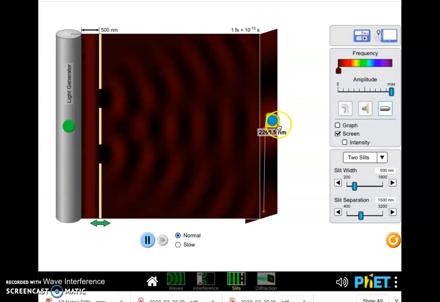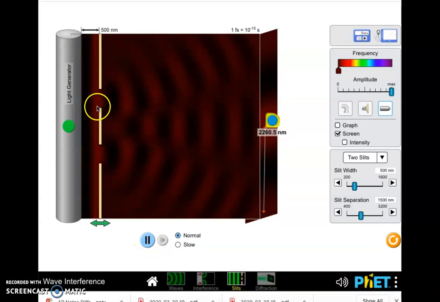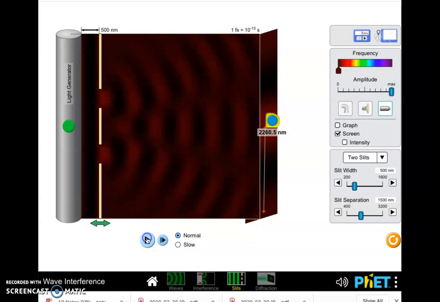Now, red is a long wavelength. In fact, if you want to pause it and measure the wavelength, you can definitely do that. You can pause and measure the wavelength by going from crest to crest. All right, so there's my red wavelength.